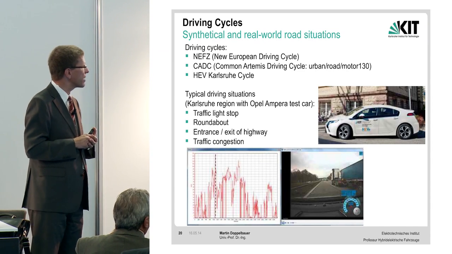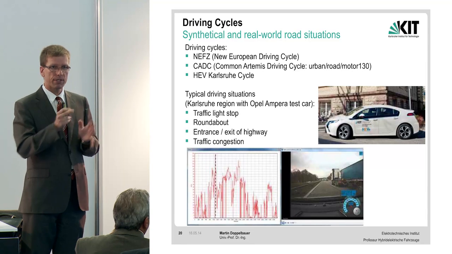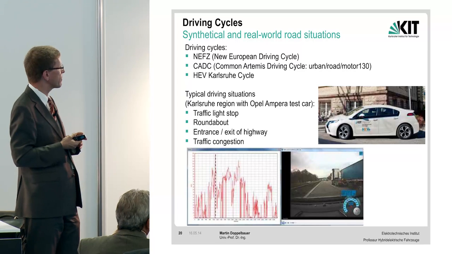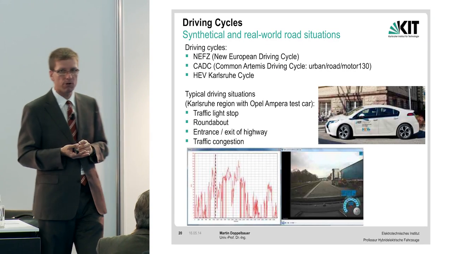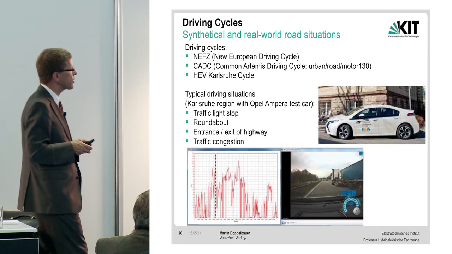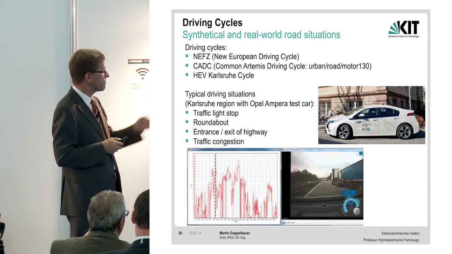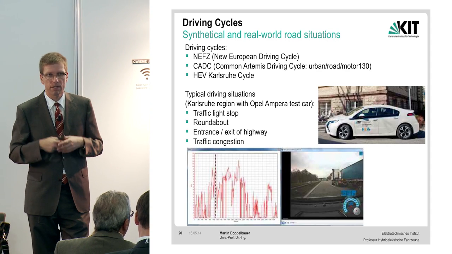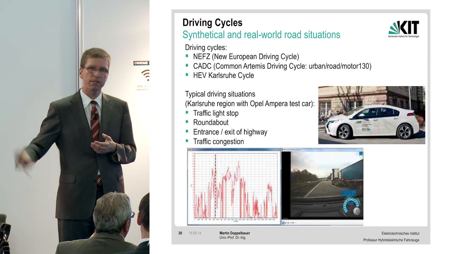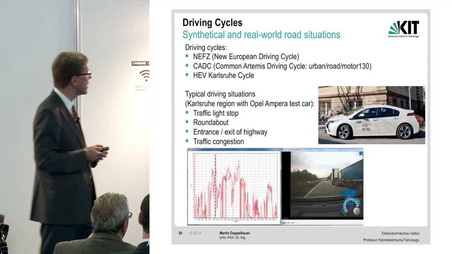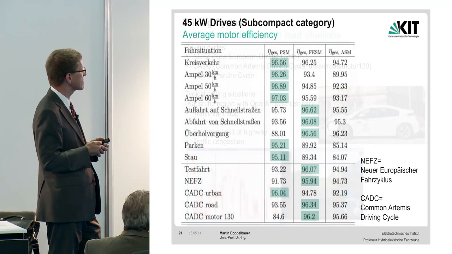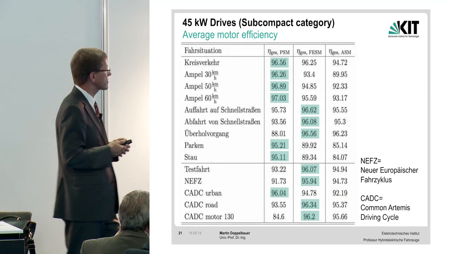We have also used the common Artemis driving cycle, which consists of three parts: the urban, road, and motorway highway cycle. And of course, we have our own highway cycle with a test car. That's the one that I mentioned earlier. We have done a number of test drives with that car, a couple of thousand kilometers, and recorded all the data to design our own driving cycles from different driving situations. And this is the result.